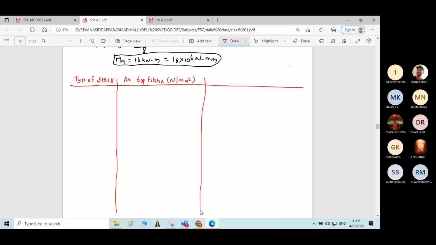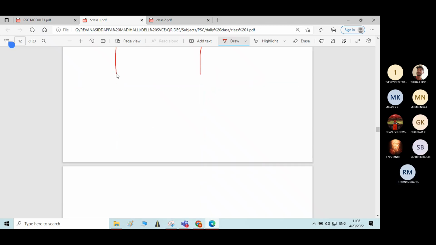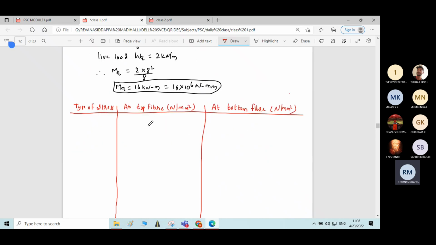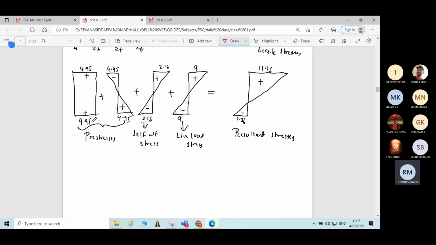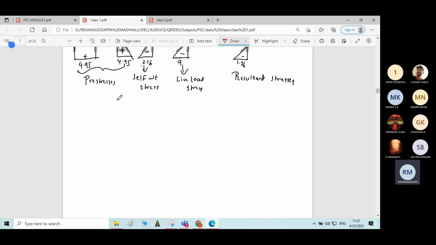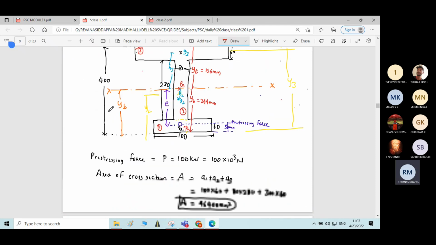Then at the bottom fiber also we need the stresses. So the answer will be in terms of Newton per mm square. Now we will write one by one. There are three main kinds of stresses. I'll go to the figure again. There is direct stress due to prestressing force and bending stress due to prestressing force, sulfate, and stress due to live load. Three main kinds of stresses; in prestress, again two different types. Now I'll take each individual type of stress separately in this tabular column.